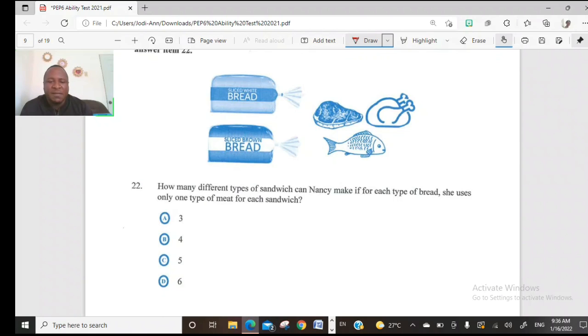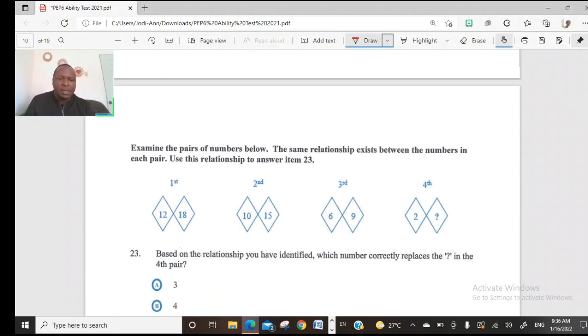Alright, so you can have fish and white bread, fish and brown bread, chicken and white bread, chicken and brown bread, beef and white bread, beef and brown bread. So we'd have 6 sandwiches. That one is fairly easy.